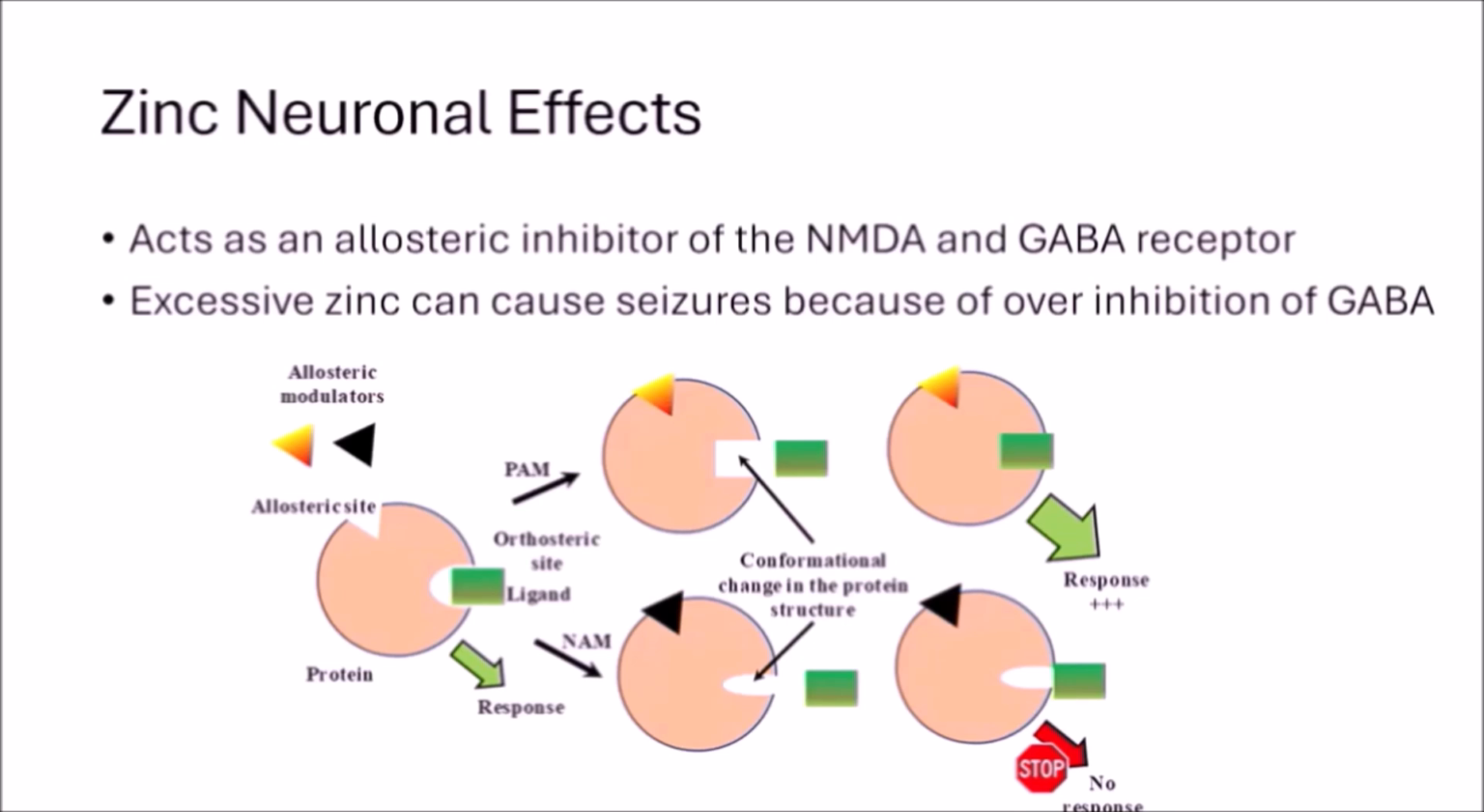But this is why if you overdose on zinc, you can sometimes have seizures, because if it over-inhibits GABA, which is an inhibitory neurotransmitter, then having a drastic increase and overfiring in your nervous system can cause seizures. And it's called an allosteric inhibitor because it binds not where the normal ligand binds, but at another site of the protein.